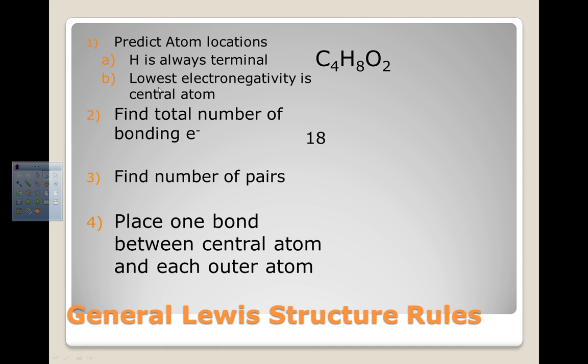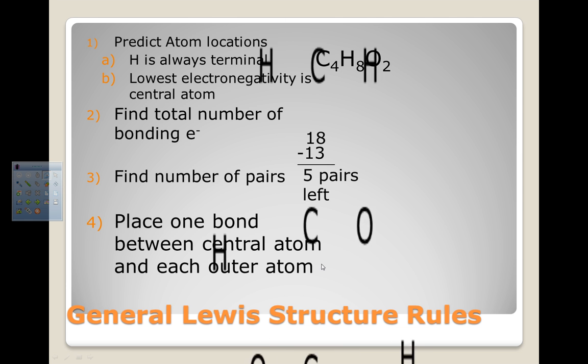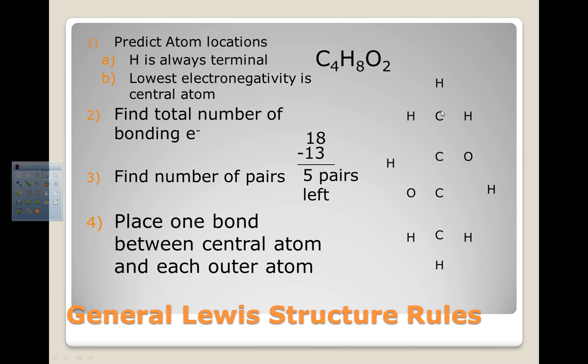So we did this. We found the total number of bonding electrons, we found the number of pairs. Now we're going to place one bond between central atoms and all the outer atoms. And we said the carbon was going to be the central atom. So I put all the carbons in the middle. I mean, you could draw your chain going horizontally if you want. But I put all the carbons in the middle. And then I put some hydrogens at the end here, and I put hydrogens at the end here.